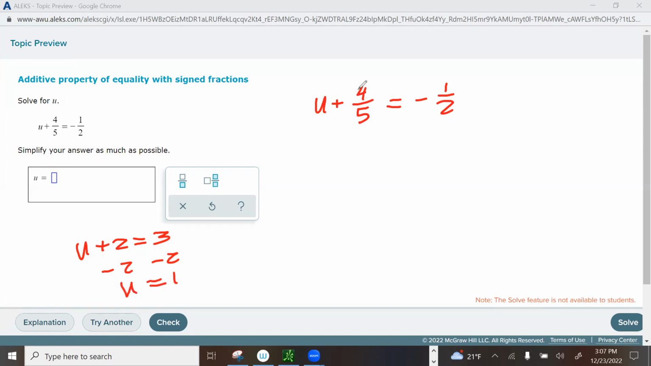Well, we're not adding 2, we're adding 4/5. So we're not going to subtract 2, we're going to subtract 4/5 from both sides. And those will cancel just like the 2's would, and we'll just get u on the left side. Now on the right, we're going to have negative 1/2 minus 4/5. Now these are fractions, and when you add or subtract fractions, you have to have common denominators, which we don't currently have. But the common denominator is going to be 10, the least common denominator. So I'm going to multiply the first one by 5/5, the second by 2/2.